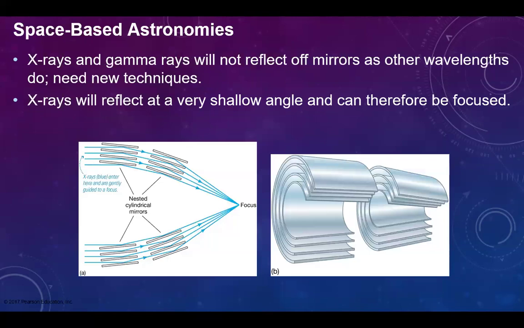X-rays and gamma rays don't reflect off mirrors in a normal way. They're just so energetic they would violently interact with the material that makes up the mirror. So you need new techniques. X-rays you can bounce at a very shallow angle, so they have nested cylindrical mirrors like this to focus X-rays. And gamma rays, you basically just put detectors up there with tubes to get a direction.